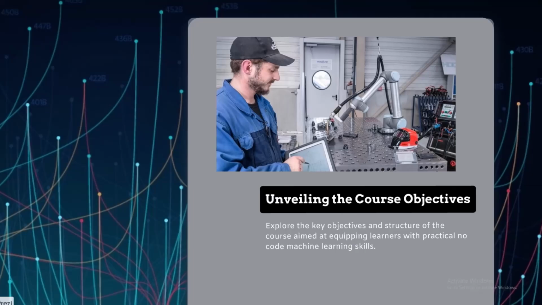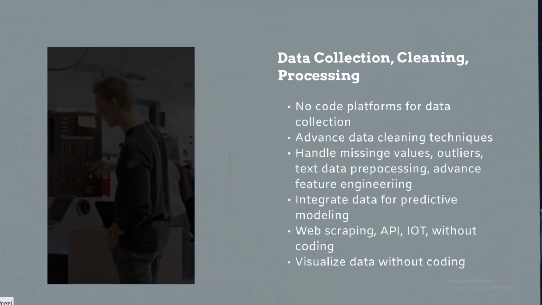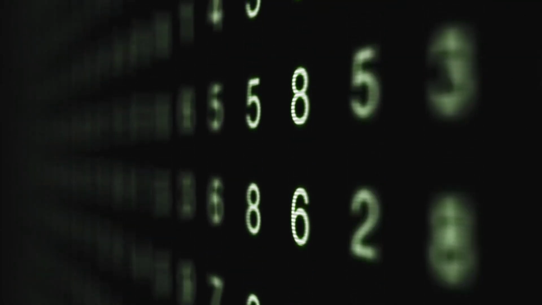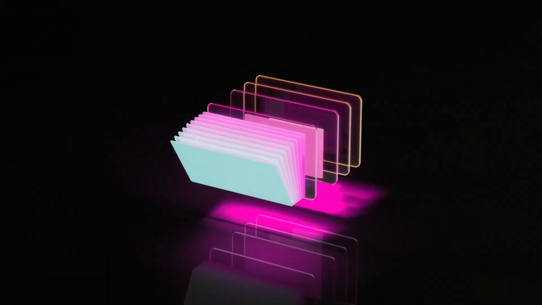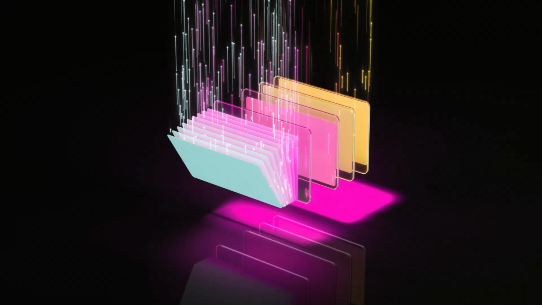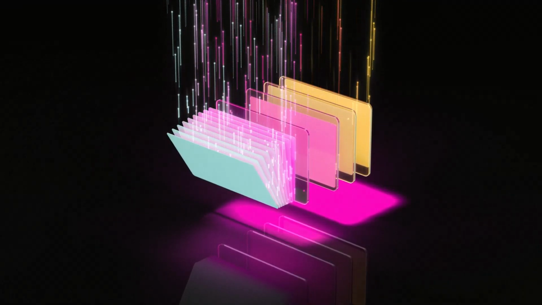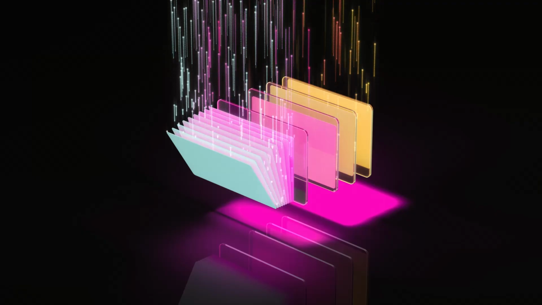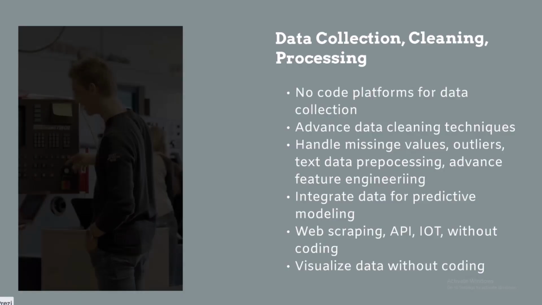Okay, so the course objectives here, we're going to explore key objectives and structures of the course, equipping learners with practical no-code machine learning skills. Such as no-code platforms for data collection, advanced data cleaning techniques. You're going to handle missing values, find outliers, text data pre-processing, and advanced feature engineering. Integrate data for predictive modeling, grabbing data from web scraping, from APIs, Internet of Things, without even coding at all. And then be able to visualize that data without any code. Is that pretty cool?